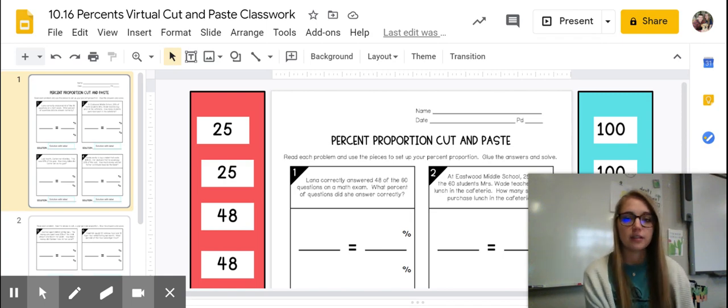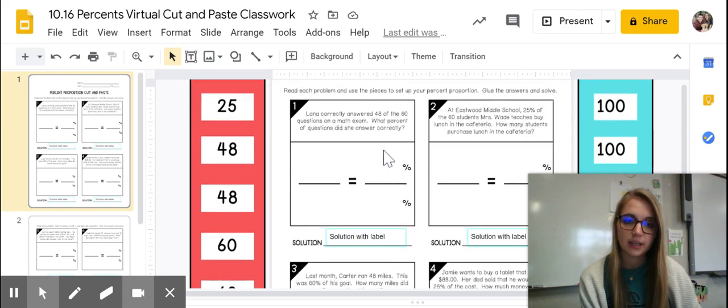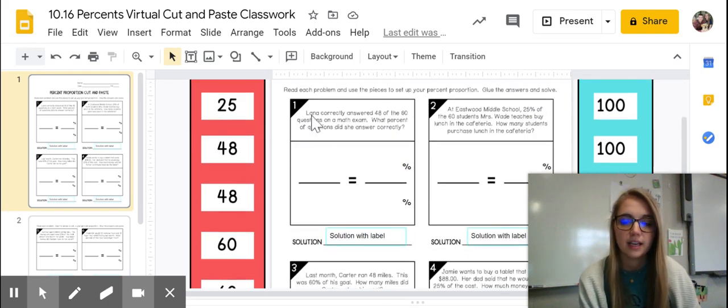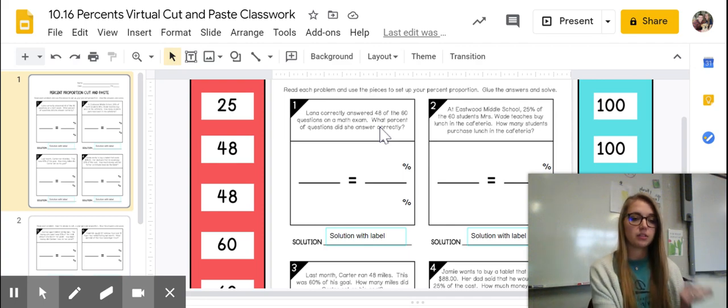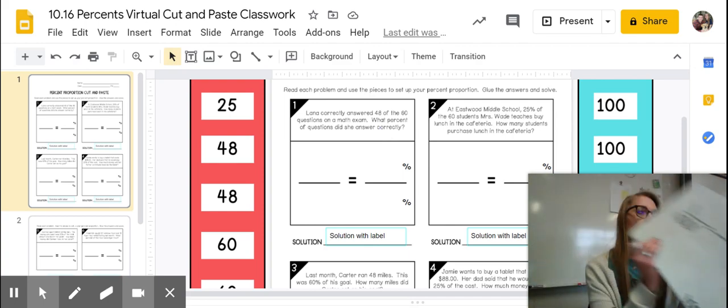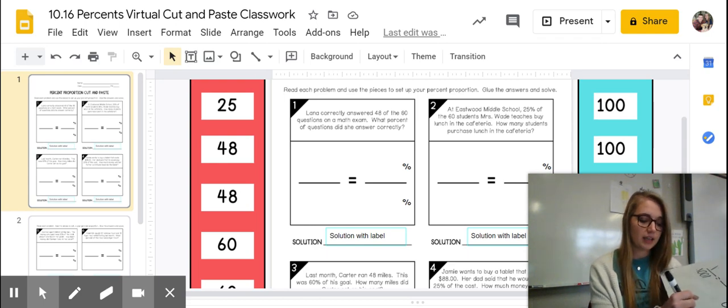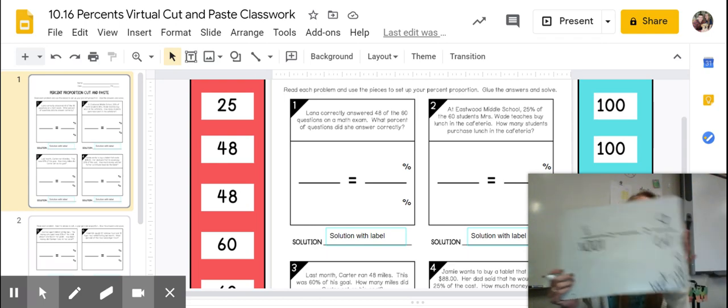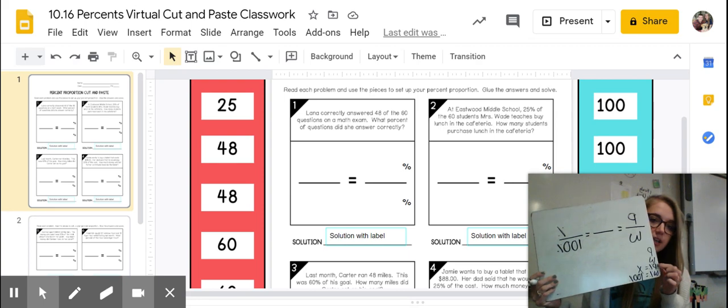And so we're going to read number one. I'm going to help you set it up, and then we'll go from there. It says, Lena correctly answered 48 of the 60 questions on her math exam. What percent of the questions did she answer correctly? So it wants to know what percent she got right, and that's what we don't know. We're missing our part percent. And you might put a question mark, but remember, we do have variables now, so mark that as an X.